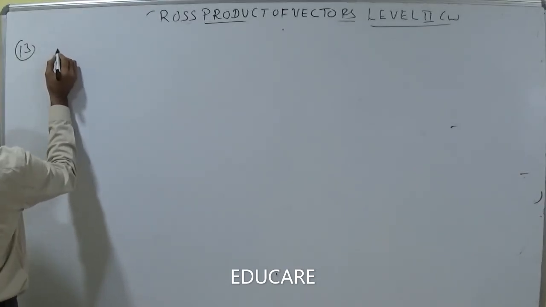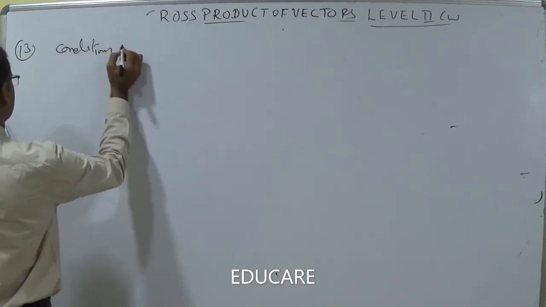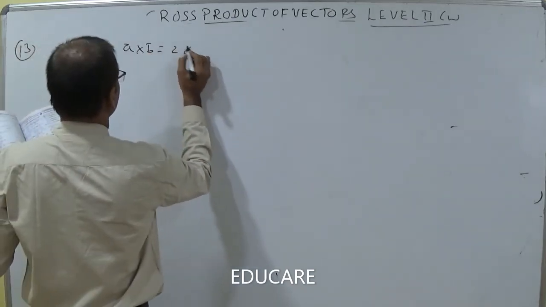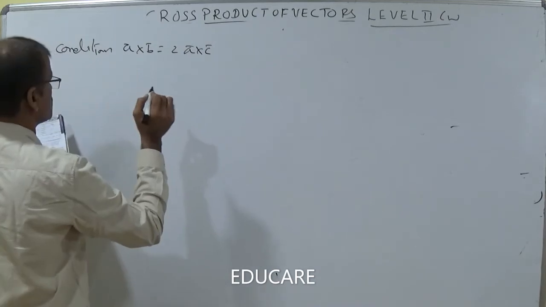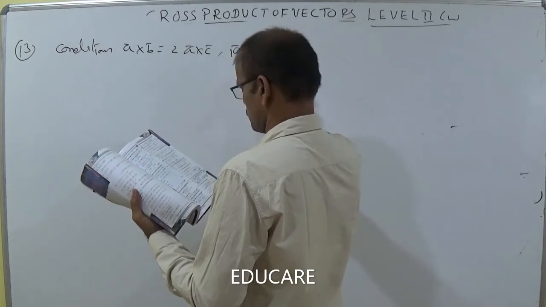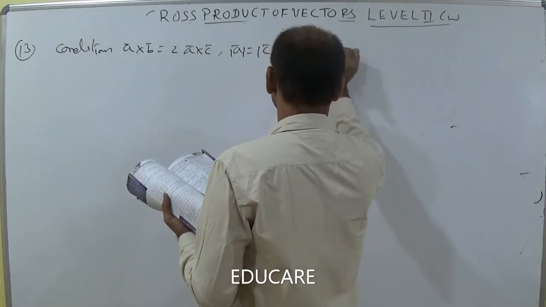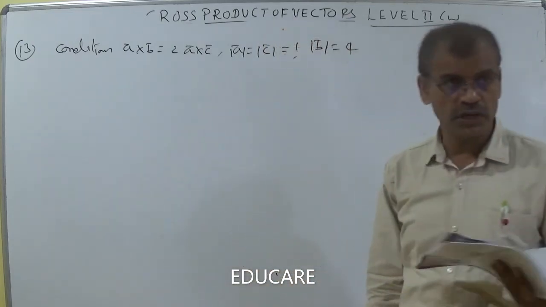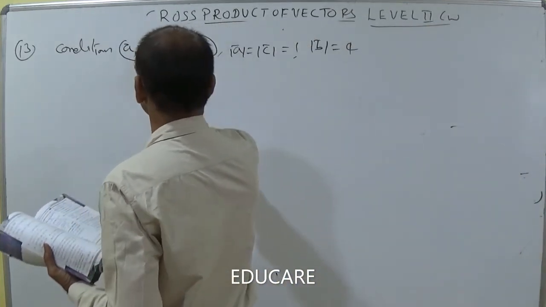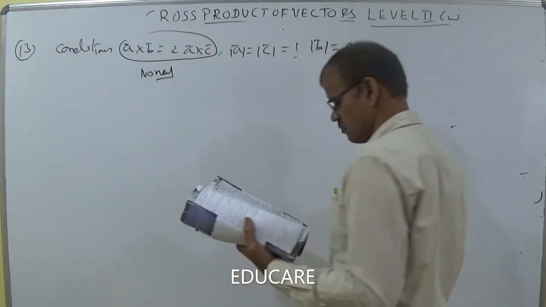13th one: A bar, B bar, C bar are 3 vectors satisfying the conditions. Whatever conditions he gave, A bar cross B bar is equal to 2 A bar cross C bar. Maybe this is not needed, maybe a print mistake. Modulus of A is equal to modulus of C is equal to 1, and here also correct the print mistake: it is modulus of B equal to 4. This condition is not necessary, maybe a print mistake.